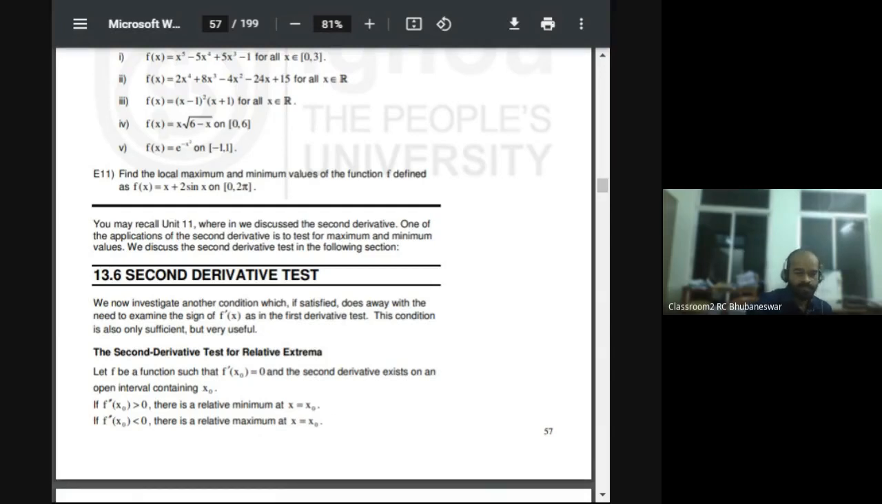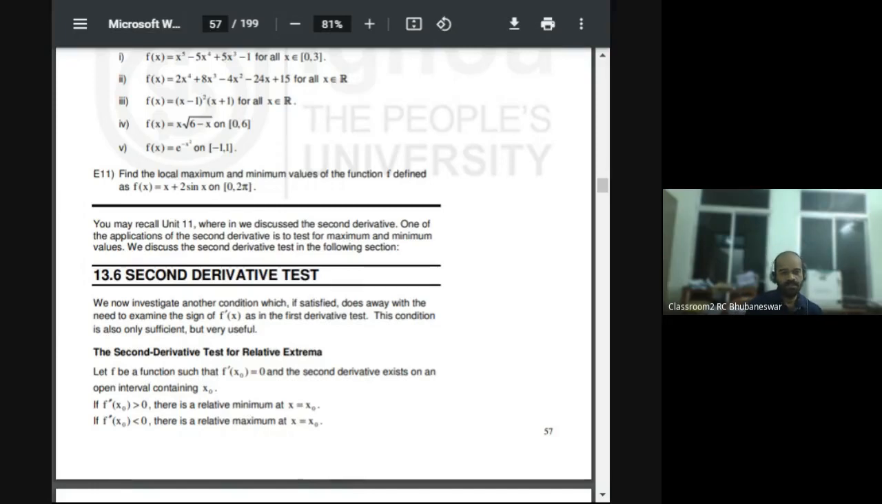Let a function f have its first derivative at x0 equal to 0. That means we are saying that the function has a critical point at the point x0. And also its second derivative exists on an open interval containing the point x0.